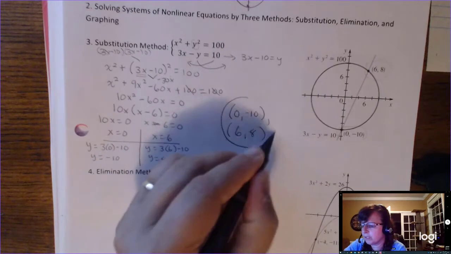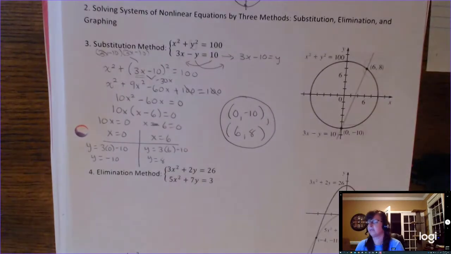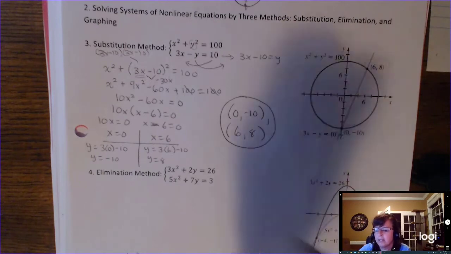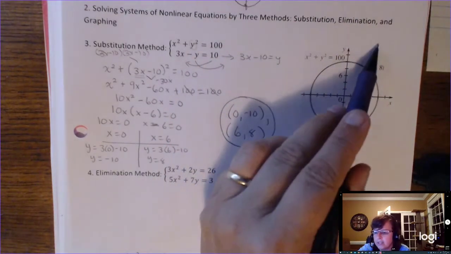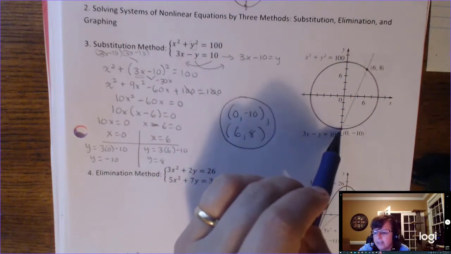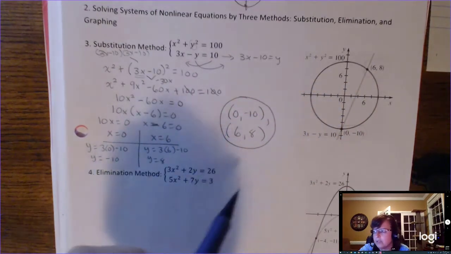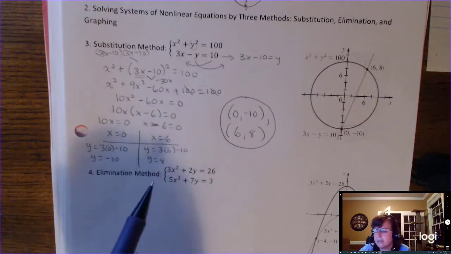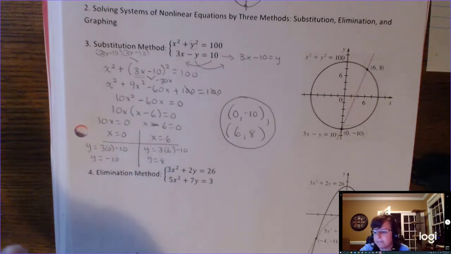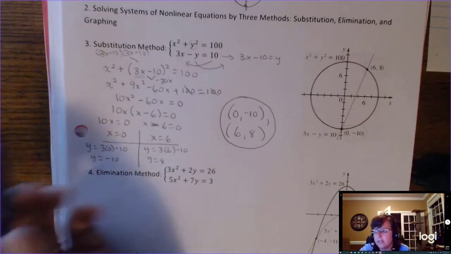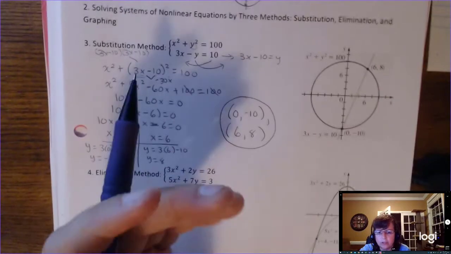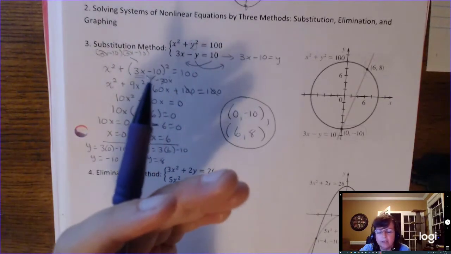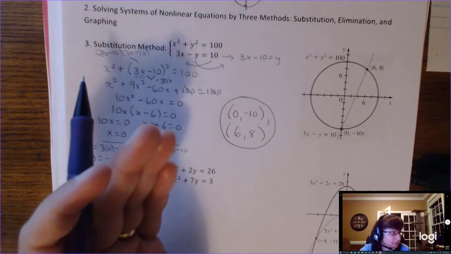And I drew the picture here. I went ahead and showed you the graph so you aren't confused as to how there could be 2 solutions. Well, it's because this is a nonlinear system. It's a circle intersecting a line, and that line goes through that circle in two places, so algebraically it confirms that. So sometimes you might have 0 solutions, you might have 1 solution, you might have 2 solutions. It's even possible to have 3 solutions.